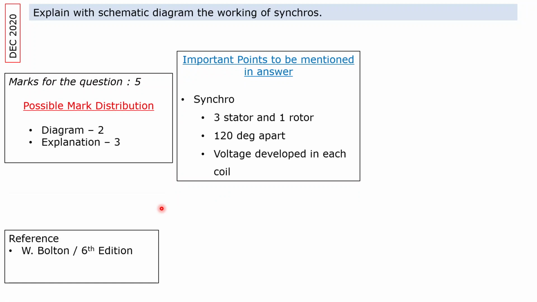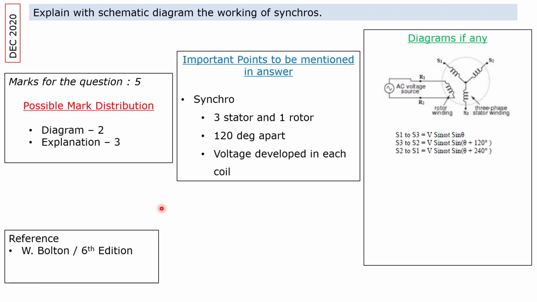Now the next question is explain with schematic diagram the working of synchros. This is also a repeat question. The question is for 5 marks, diagram carries 2 marks, and the explanation carries 3 marks. In this one, I repeat, you have to mention the main point is 3 stator and 1 rotor. You have to mention this equation and for the development of the voltage in this coil.